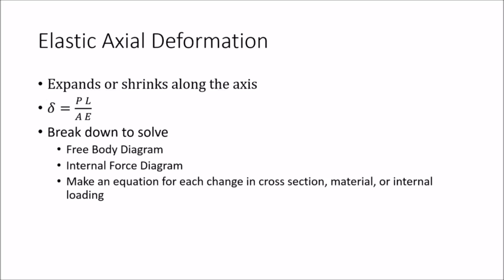First, you want to find any forces that are acting on the member. Then after that, you will want to have an idea of what the internal forces are and at what points. Finally, you will need to make a separate PL over AE equation for each change in cross-section, material, or internal loading. A prerequisite is that the deformation must be elastic.